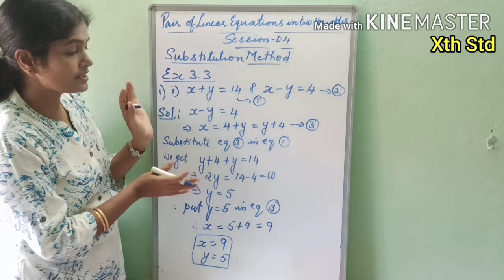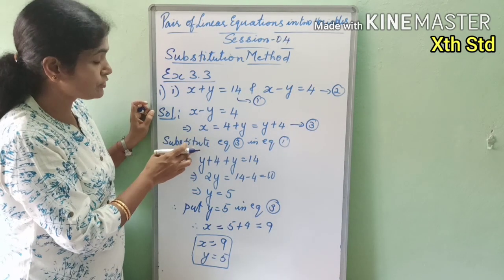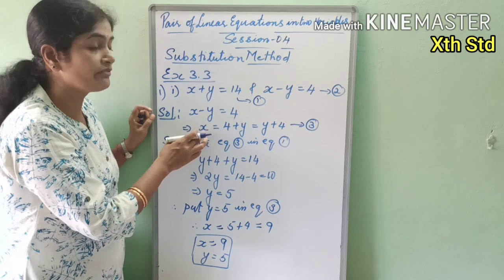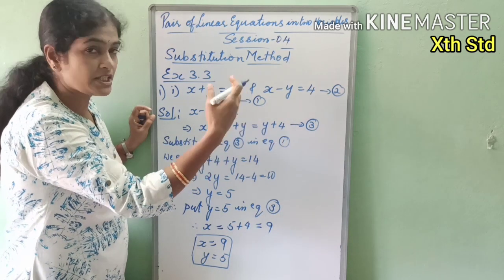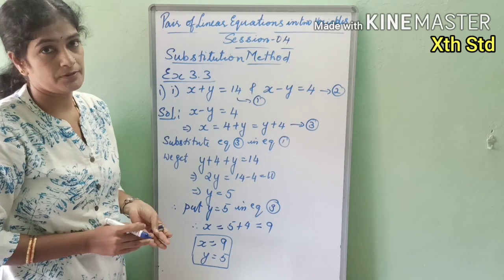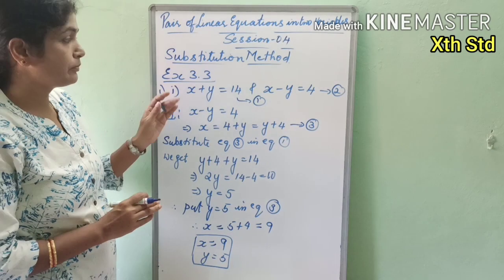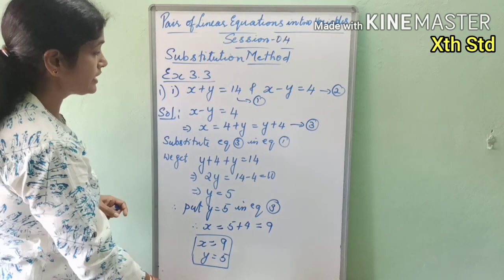So this is the method of substitution. Why is it called the substitution method? Because you are substituting the value of one variable in terms of the other in the first equation or in the second equation. In the same method you are going to do the entire exercise 3.3. Now let's see the second part of it.